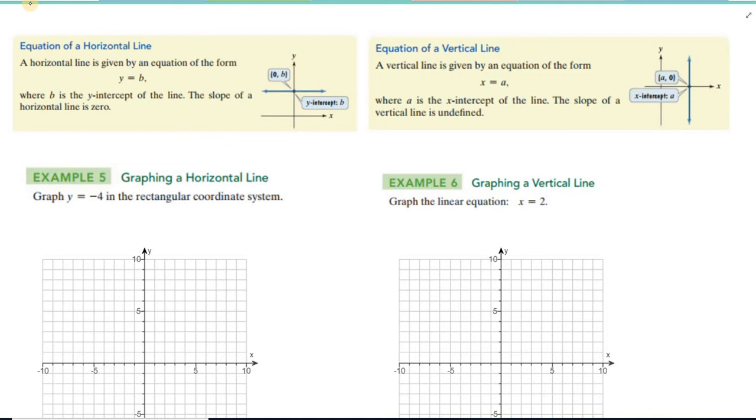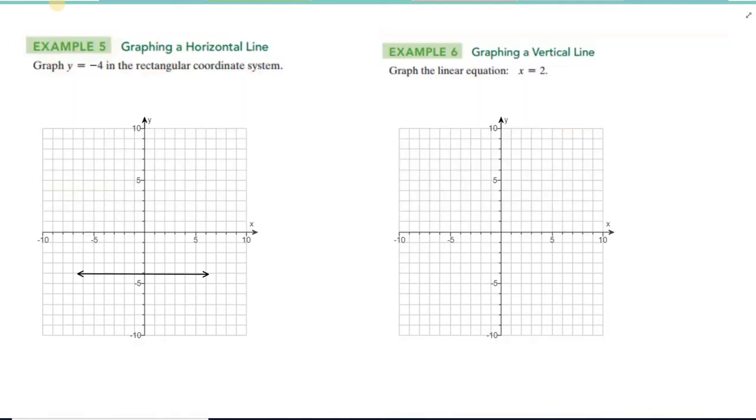They're very straightforward. So I have graphing y equals negative 4. If you can just remember this, y equal to a constant number, you're always going to produce a horizontal line. So in this case, negative 4. Let me go ahead and graph it. So here we have the horizontal line, y equals negative 4.